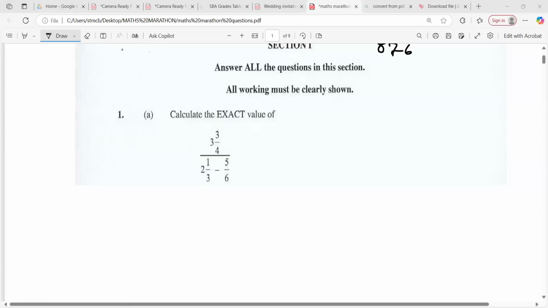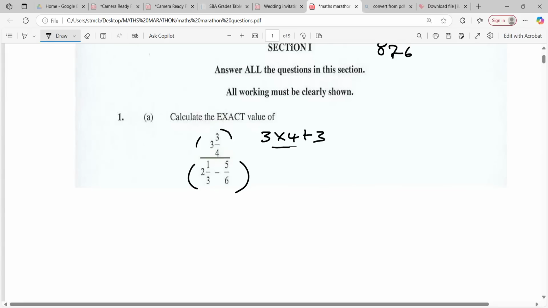All right, so if we have this, 3 3/4, and then we have divide, that means we have to work out this first. So we can just convert this to an improper fraction. So 3 4ths, we multiply 3 times 4, and we add 3, and then divide by 4. So 3 4ths, 12, plus the 3, the top part gives us 15/4, right?